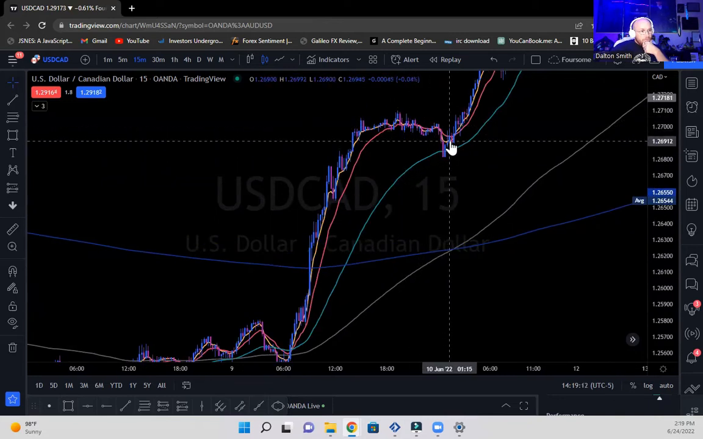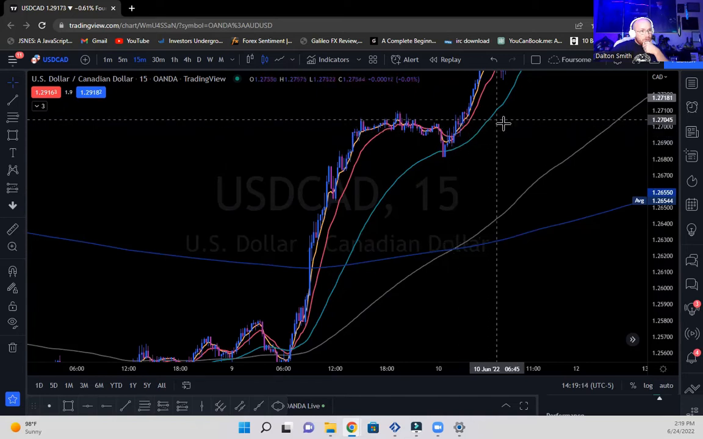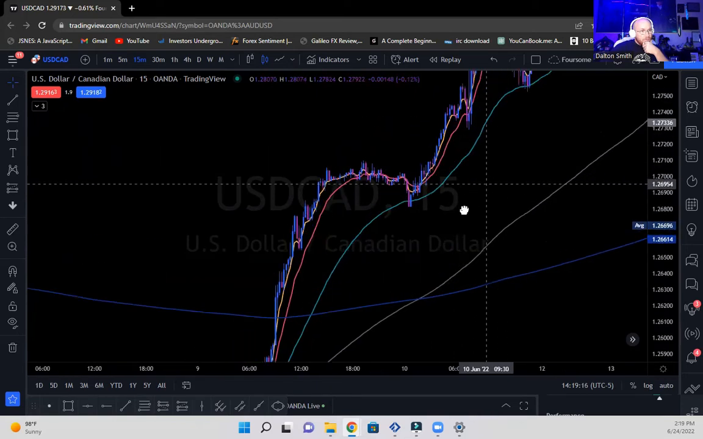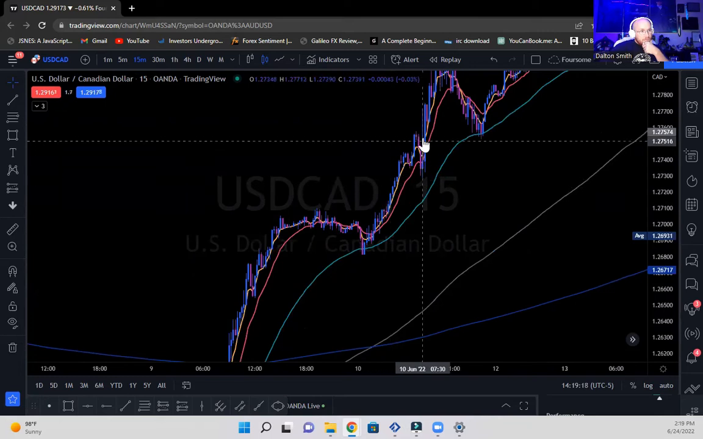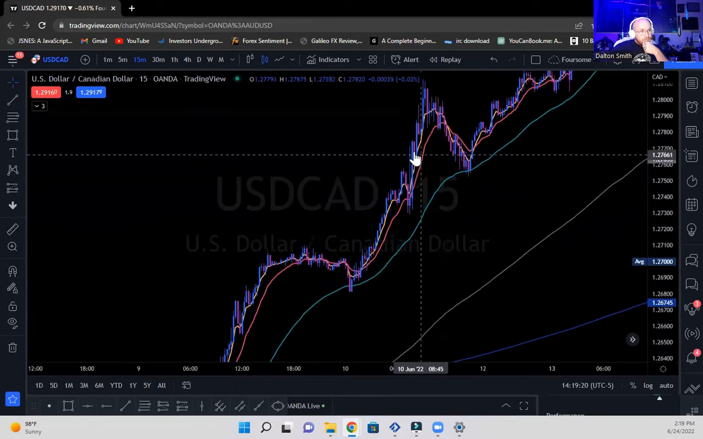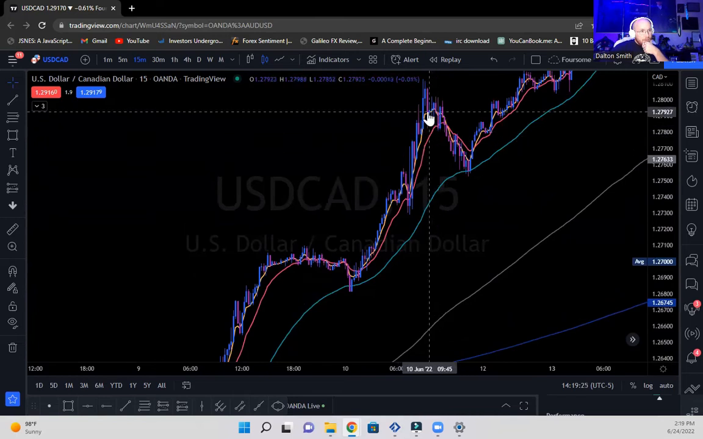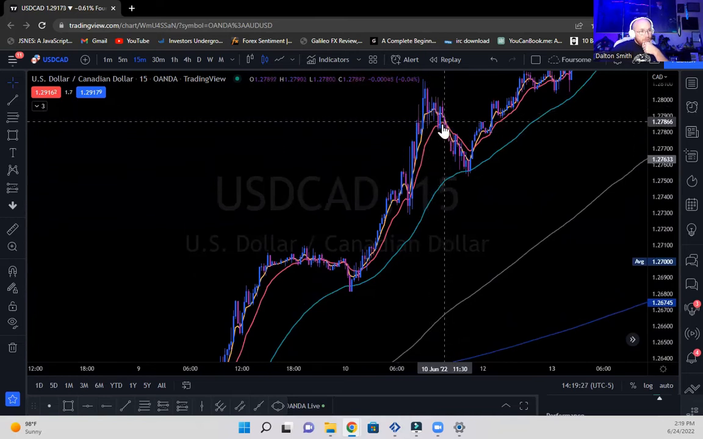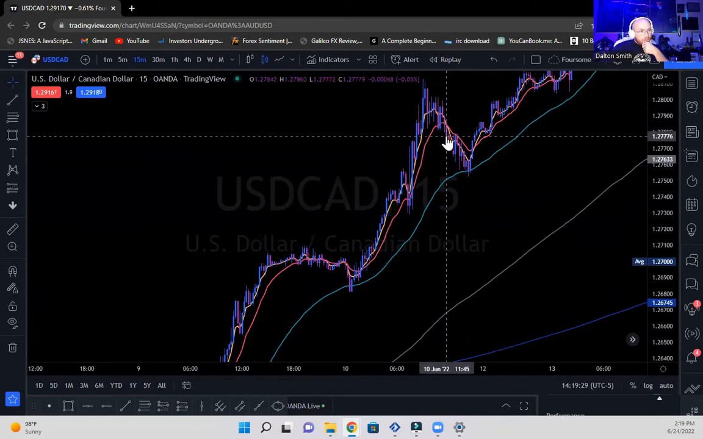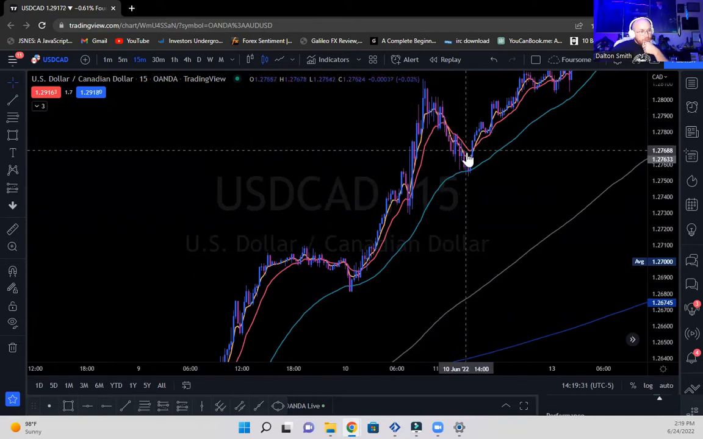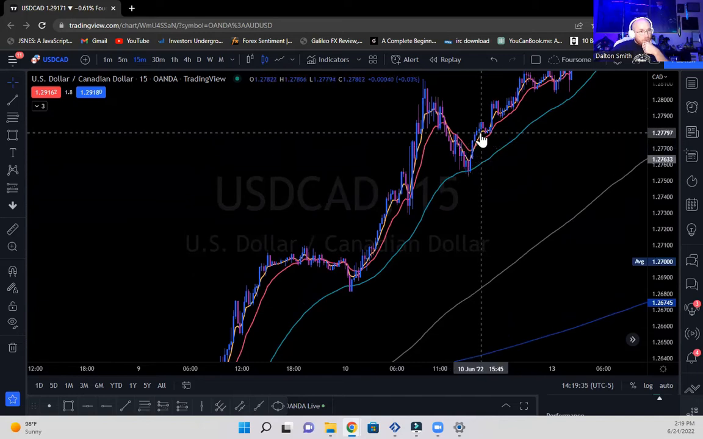When the yellow 5 crosses back through the red 13, we re-enter the trade because we rejected off of the 50, and we stay in the trade till the yellow and red go horizontal or until they cross back through. So we could have technically exited here, but we're definitely exiting here. While the yellow is under the red, it's a short-term downtrend. We reject off the 50, the yellow crosses back through the red, and the game is back on.